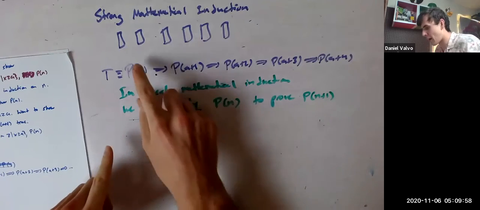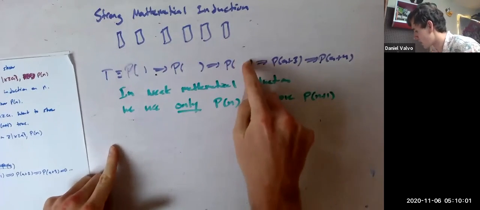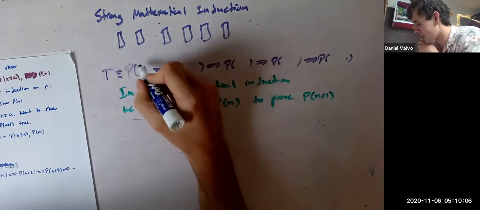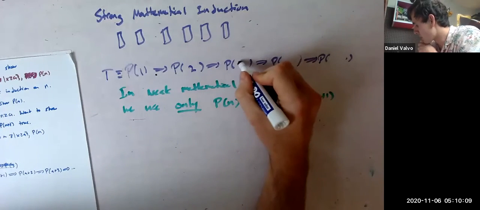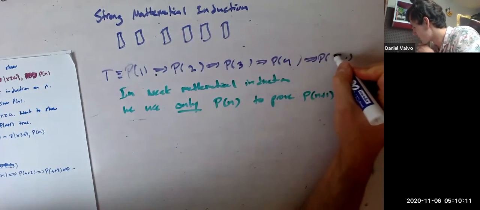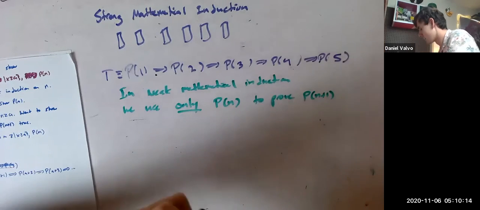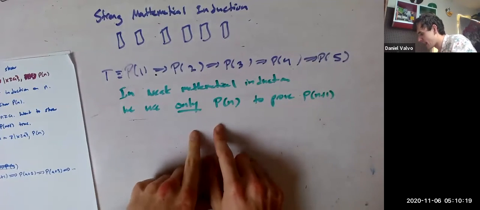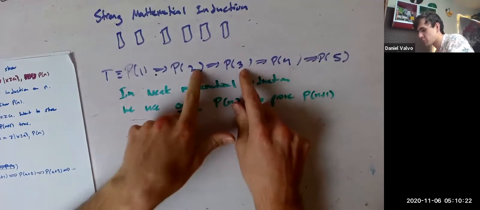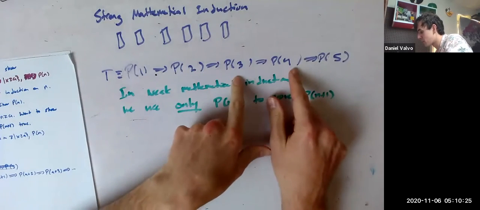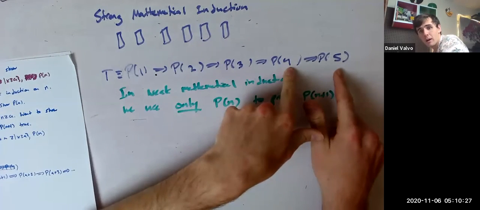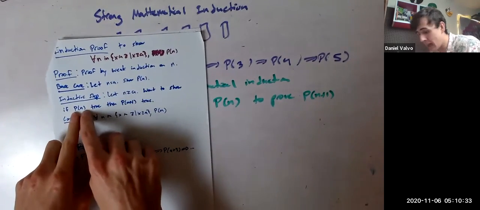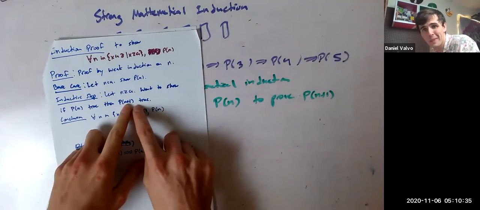I'm going to make A just equal to 1, so we're talking about something in particular here. But you can start anywhere, like we started at 13 for that one proof the other day. So assuming the base case was 1, to prove P of 3, all we need to know is P of 2. To prove P of 4, all we need is P of 3. To prove P of 5, all we need is P of 4. Weak induction uses just P of n to prove P of n plus 1.